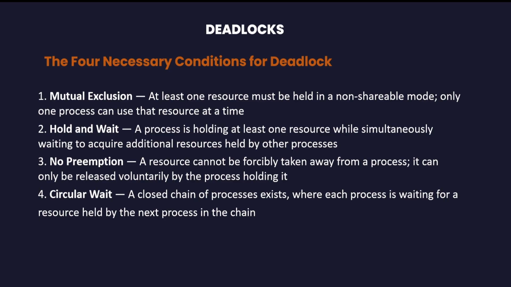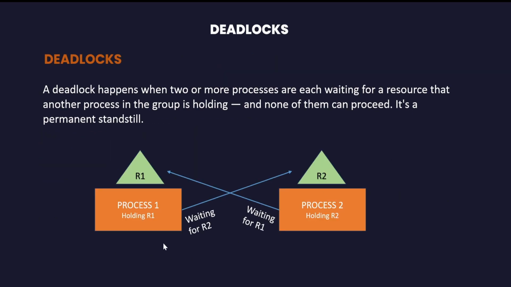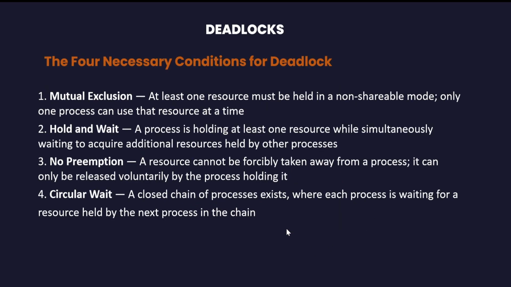Second is hold and wait. A process is holding at least one resource while simultaneously waiting to acquire additional resource held by other processes. The example that we discussed. Here process 1 was holding R1 but was waiting for R2. And similarly, process 2 was holding R2 and waiting for R1. So this is hold and wait.